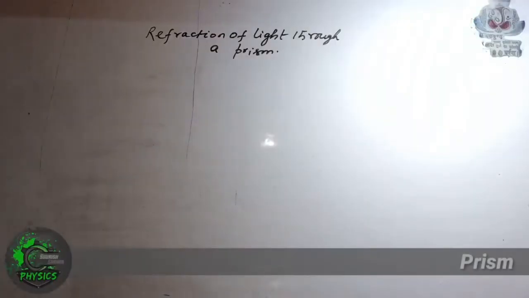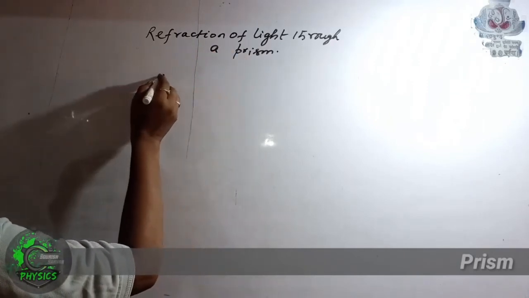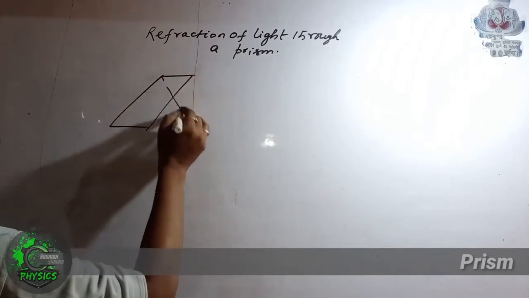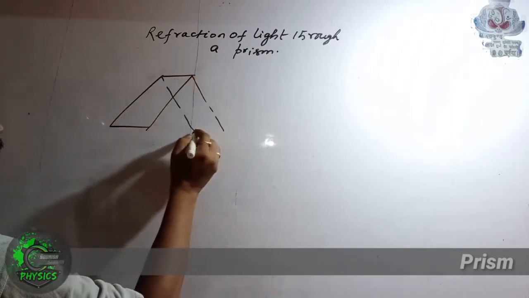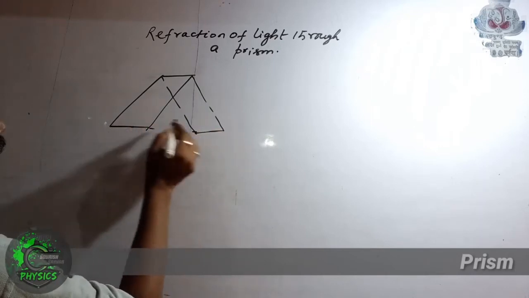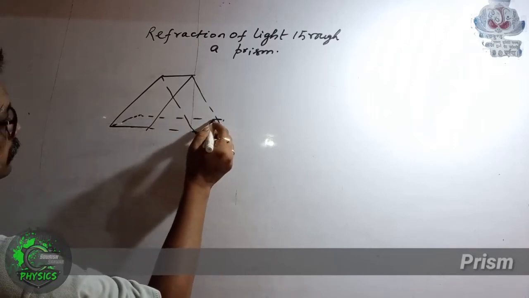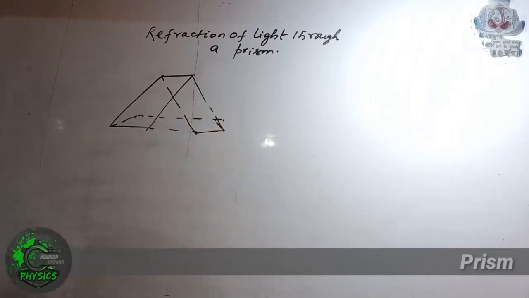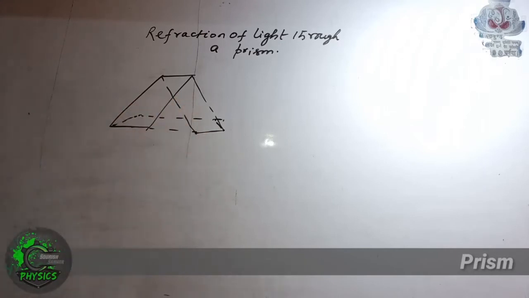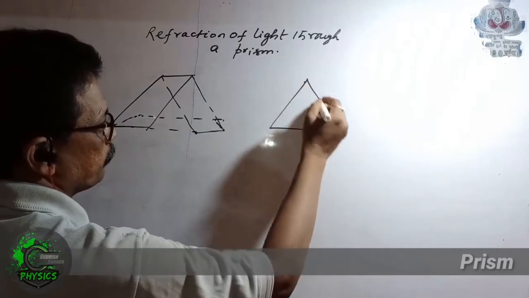Now, in refraction of light through a prism, first of all, we have to understand what a prism is. In a prism, it is three-dimensional, and here is a rectangular surface. These are three rectangular surfaces and two triangular surfaces. So, in a plane, we show the prism in this way.